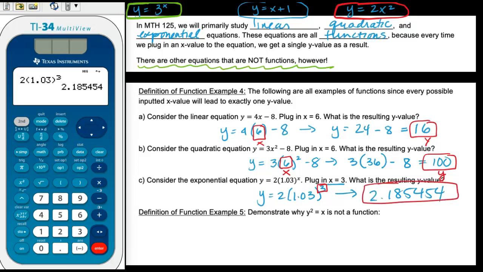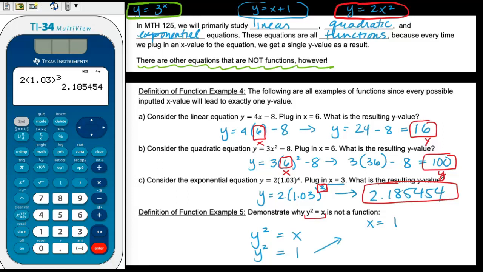So let's look at an example where we have an equation that's not a function. In this last part, we've got y squared equals x. Let's think about this for a minute. Y squared equals x. Let's say x is 1. If x is 1, let's think about what y values, what numbers, when we square them, give us 1. Well, there are actually two options.